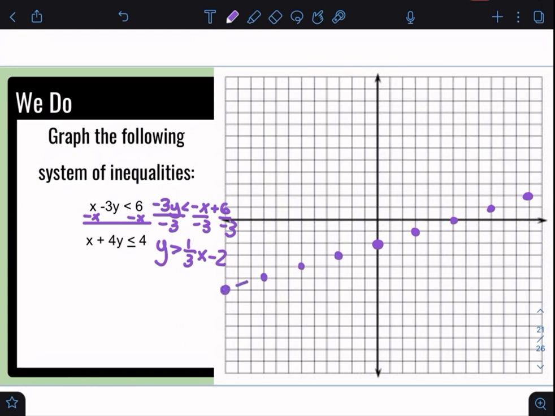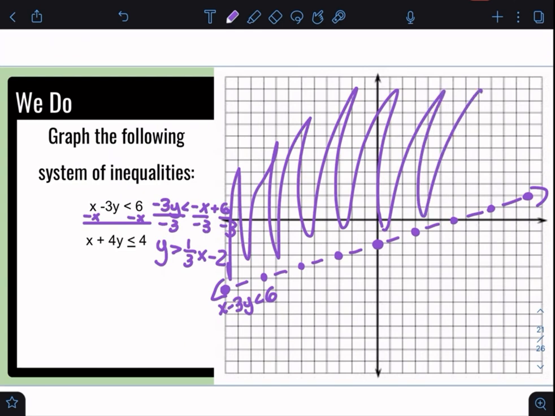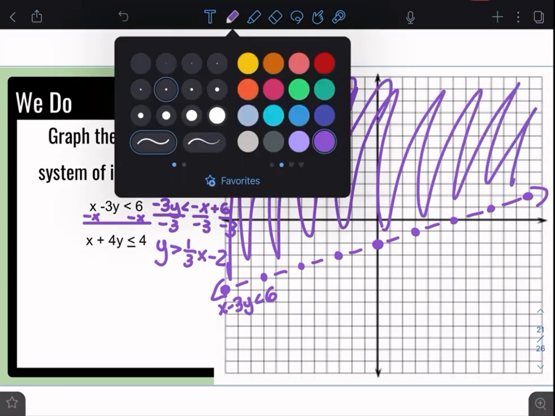Perfect. And now it's just a greater than symbol, so I'm going to use a dotted line. I'm going to label it with the original inequality. And because it is greater than, that means I need to shade above, so it would be this whole section. Alright, and let's look at the other one.